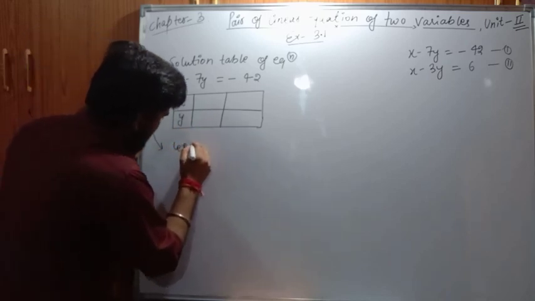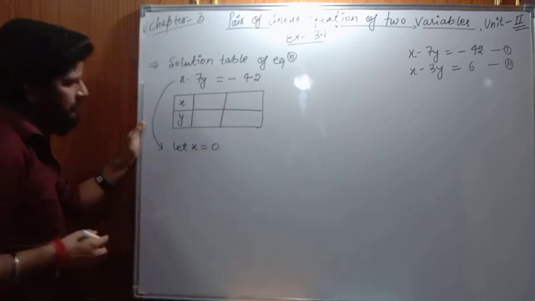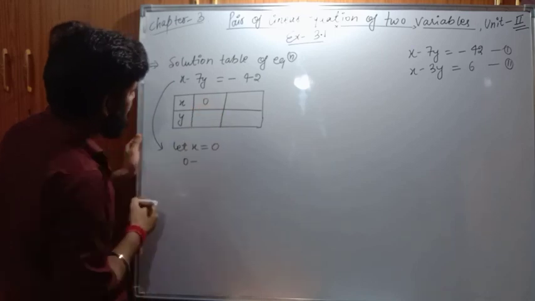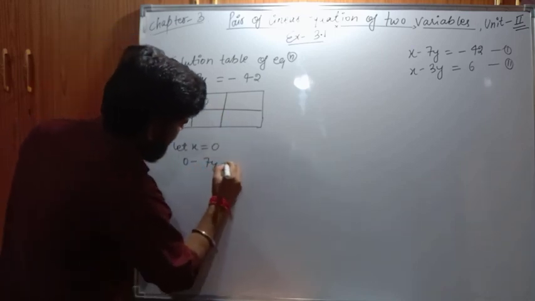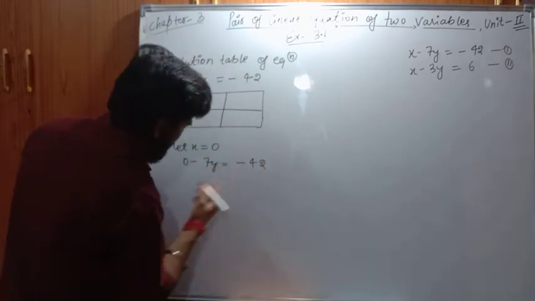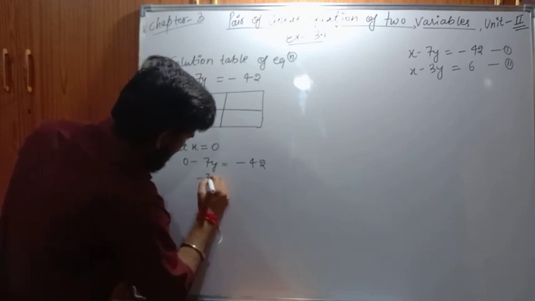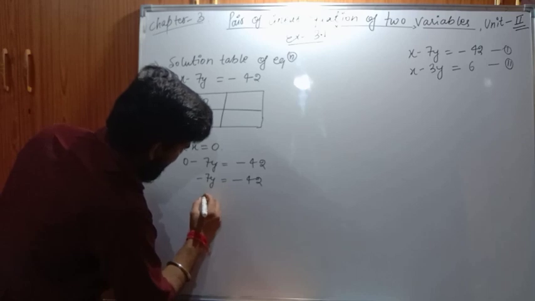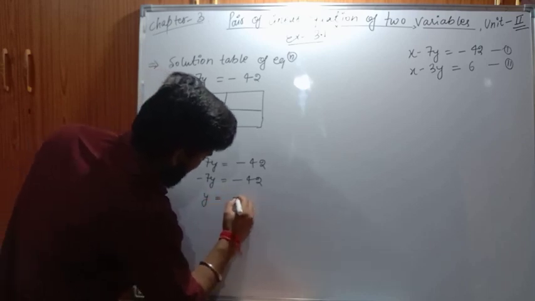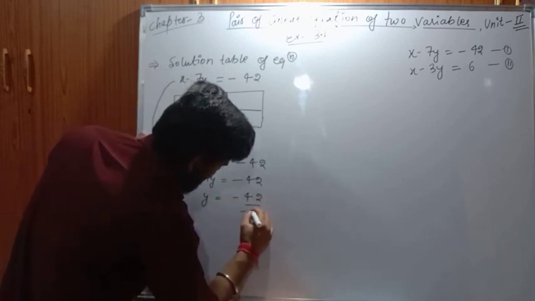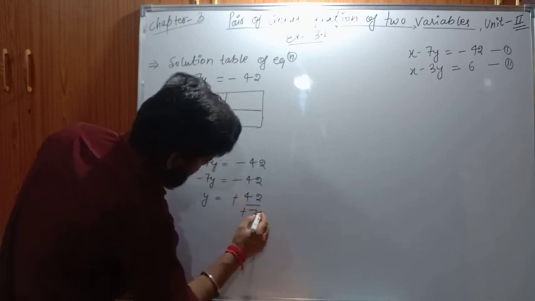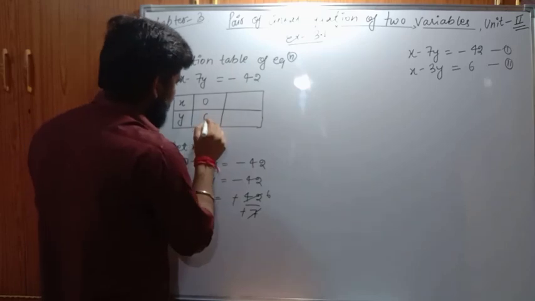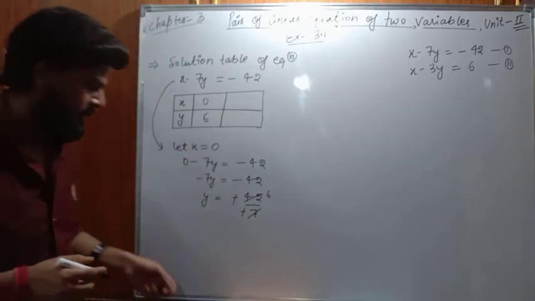Let x equals 0. If I put x equals 0, so x is 0, x minus 7y equals minus 42. Okay, minus 7y equals minus 42 and y equals minus 42 upon minus 7. Minus cancelled by minus and 7 sixes are 42. So here we got the value of y is 6.